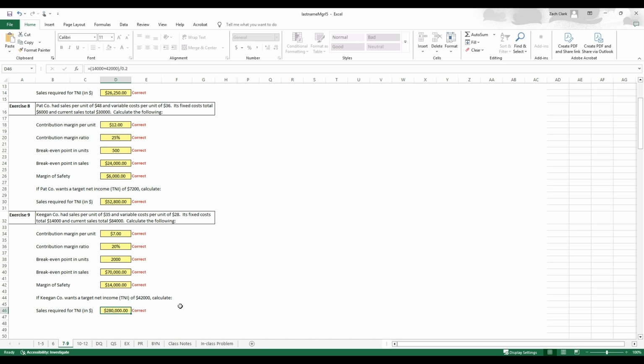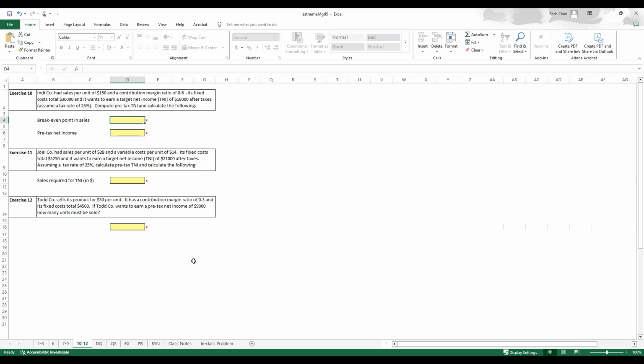And this would tell us that we need to have total sales of $280,000 to have a net income left over of $42,000 after accounting for the variable costs and the total fixed costs. So hopefully that was helpful. Pretty easy calculations, but definitely something that's worthwhile to practice and make sure that it makes sense.